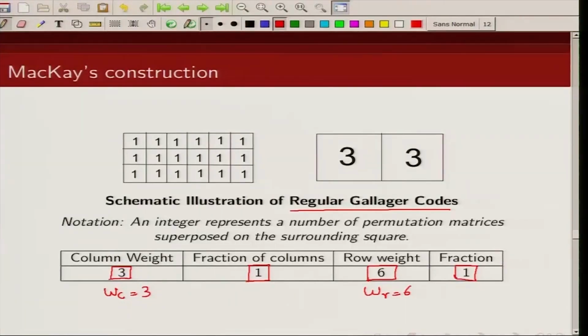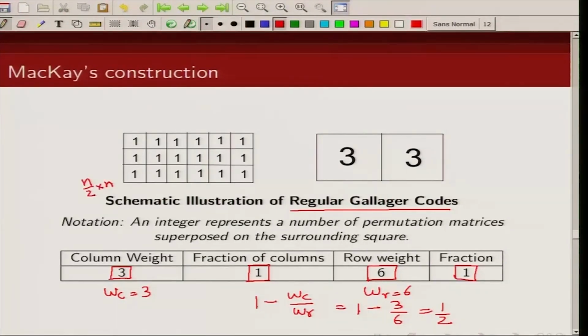Now, how can we use permutation matrix to design this? Let us take this example. What is the rate here? The rate is 1 minus WC by WR. So, this is 1 minus 3 by 6, that is rate half. So, M here will be n by 2. You can think of this as an n by 2 cross n matrix.